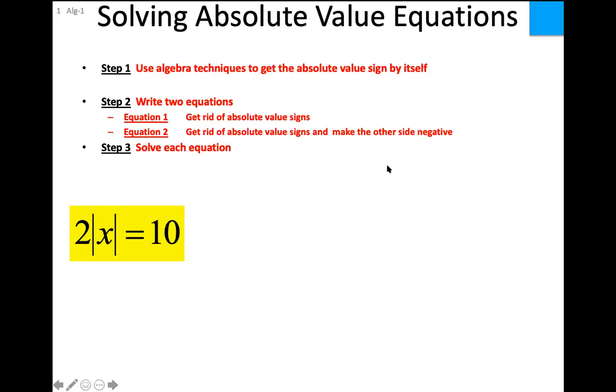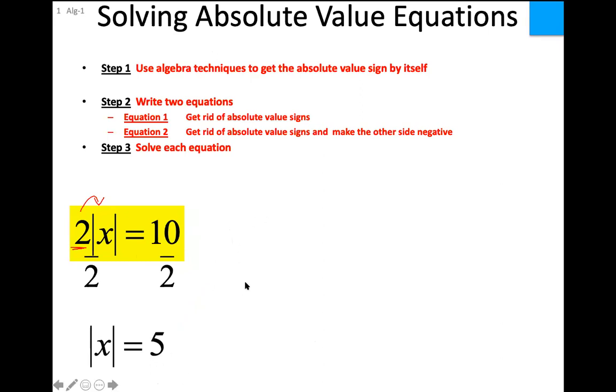We need to see that again. Let's see that again. So we're going to get the absolute value symbol by itself. So what do we need to get rid of? I need to get rid of this 2 right here. How is 2 attached to the absolute value symbol? It's attached through multiplication. We get rid of multiplication by division. So we divide both sides by 2. That's easy. 2's cancel, and we're left with the absolute value of x is equal to 5.